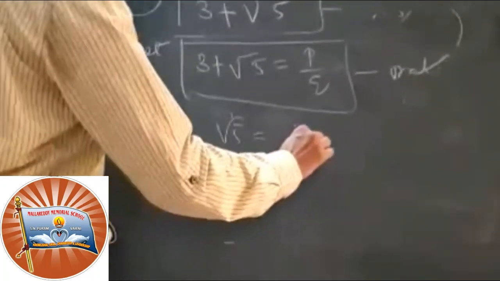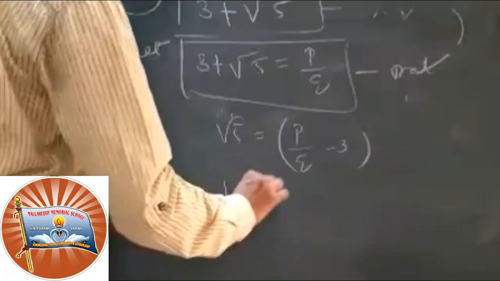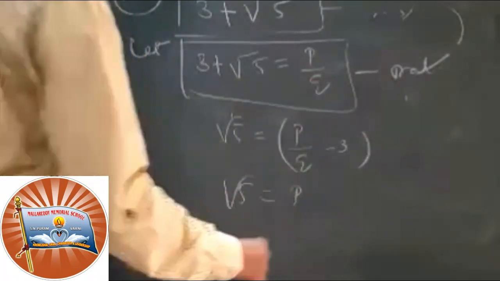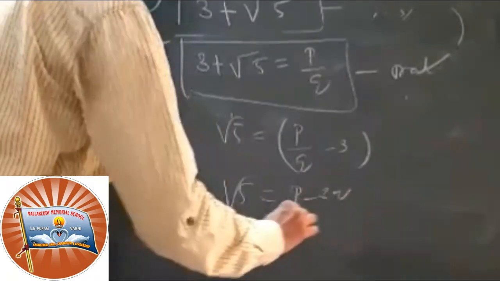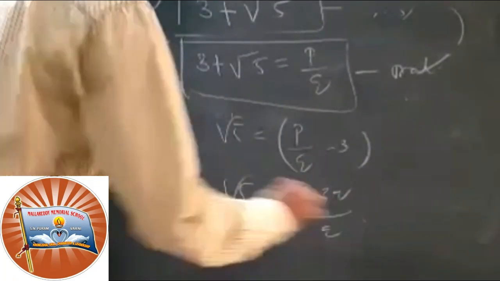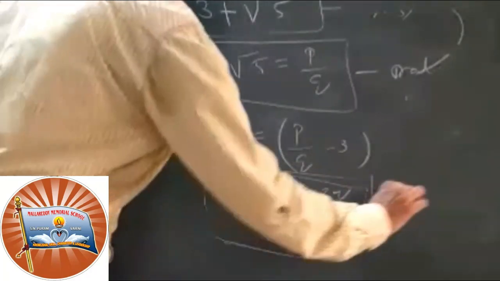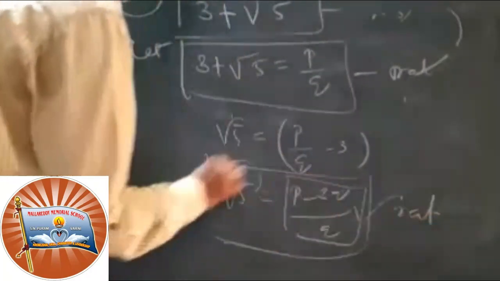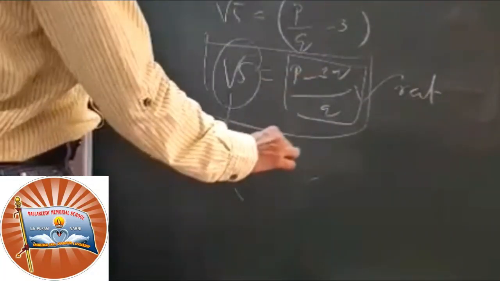Root 5 is equal to p by q minus 3. Simply, squaring on both sides, root 5 is equal to (p minus 3q) by q. Now again it is a rational number. But root 5, already proved like root 2, is an irrational number.